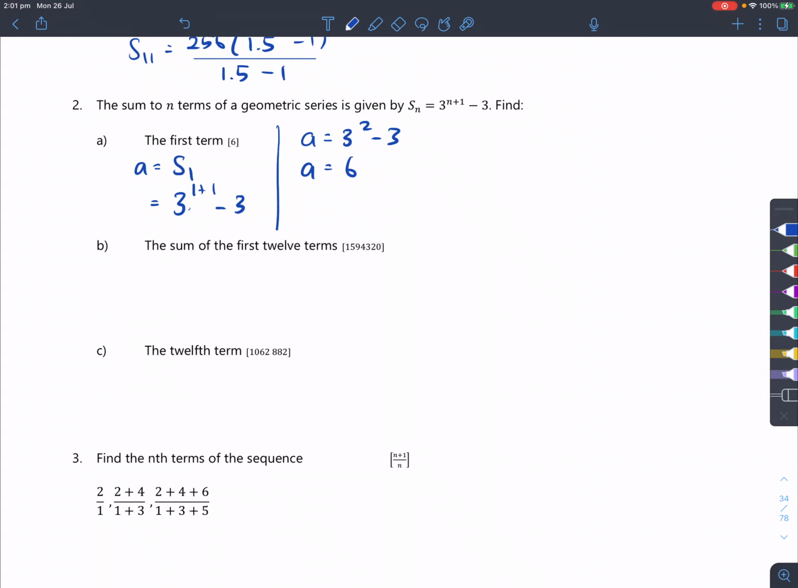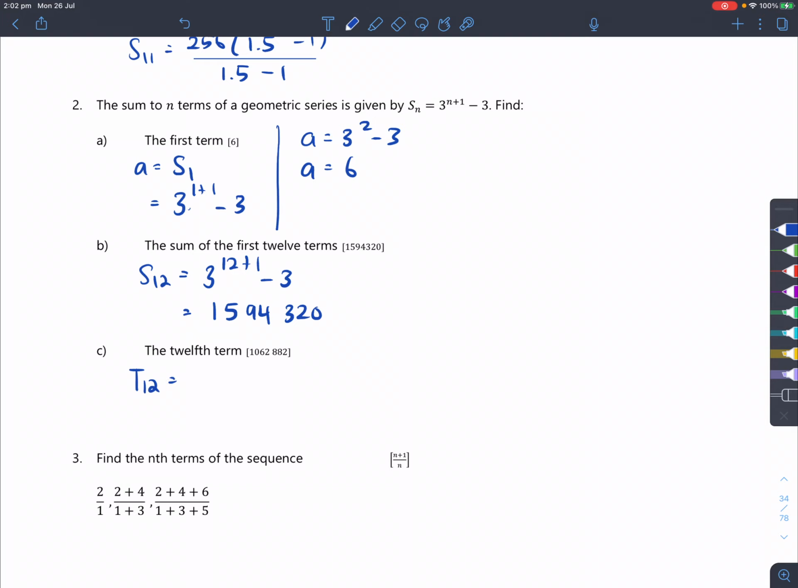The sum of the first 12 terms. Well, that means we have to find S12, which is equal to 3 to the power of 12 plus 1, minus 3. So that's going to be 3 to the power of 13 minus 3. And that does give you the answer in the bracket, which is 1,904,320.